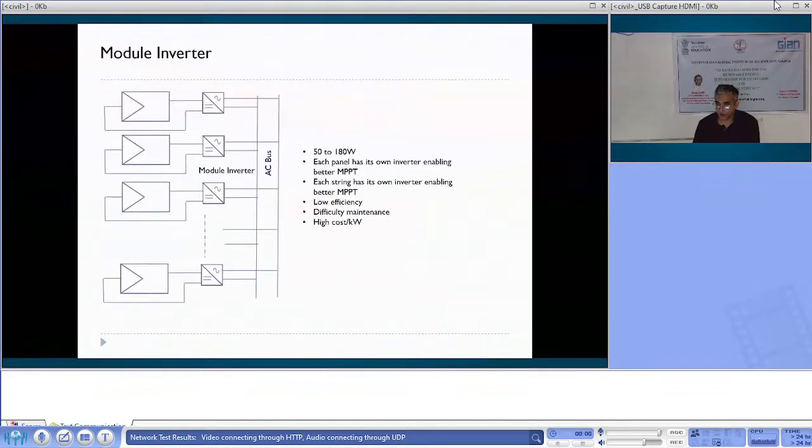Then you have a directly module-connected inverter. You have the module and there is an inverter behind it, directly connected to the AC grid. So these are also available in the market. Very low rating, 50 to 180 watt. Each panel has its own inverter, enabling better MPPT also. And then there are more inverters. So if you combine the efficiency of each inverter, of course the combined efficiency is low, it is difficult to maintain, and the cost per kilowatt is low.